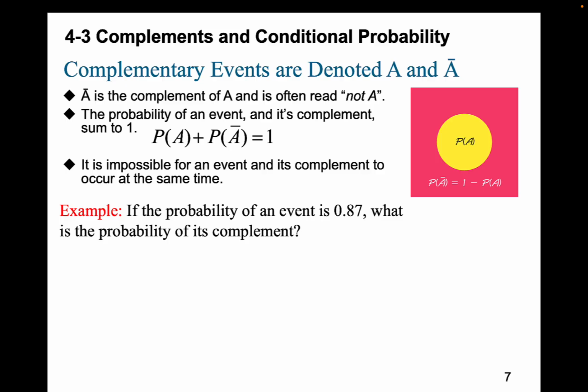For example, if the probability of an event is 0.87, what do you think the probability of its complement is? If your mind went to 1 minus 0.87, so 0.13, that's nice. That would be using this formula right here. Probability of event A not occurring would equal 1 minus that 0.87.